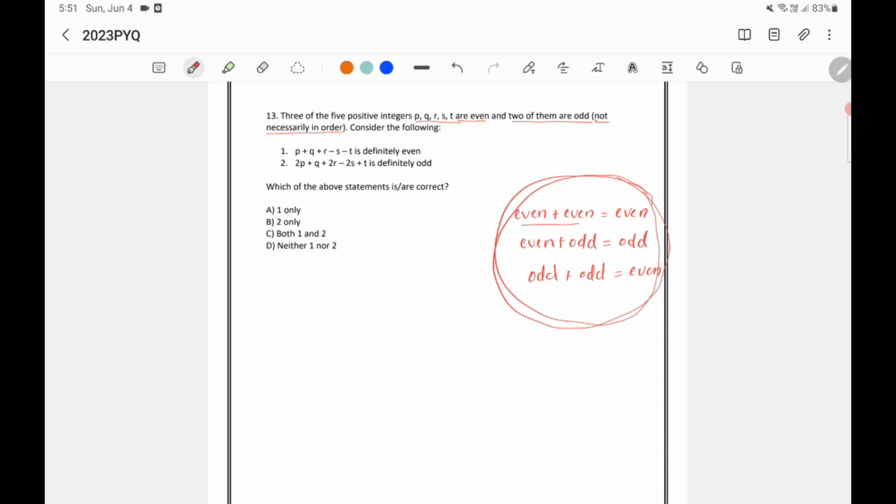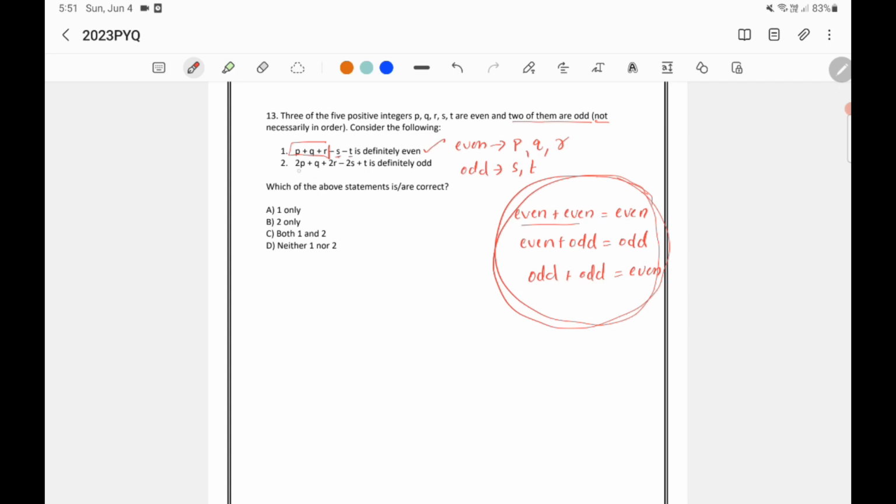So now here there are 5 numbers p, q, r, s, t. So let's assume that p, q and r are even, and let us assume that s and t are odd. So let's take the first statement here. So p plus q, even plus even will be even. Now even plus r is even plus even again. So this much will be even. Then even minus odd is odd. So odd minus odd will give you even. So this is correct. Understood?